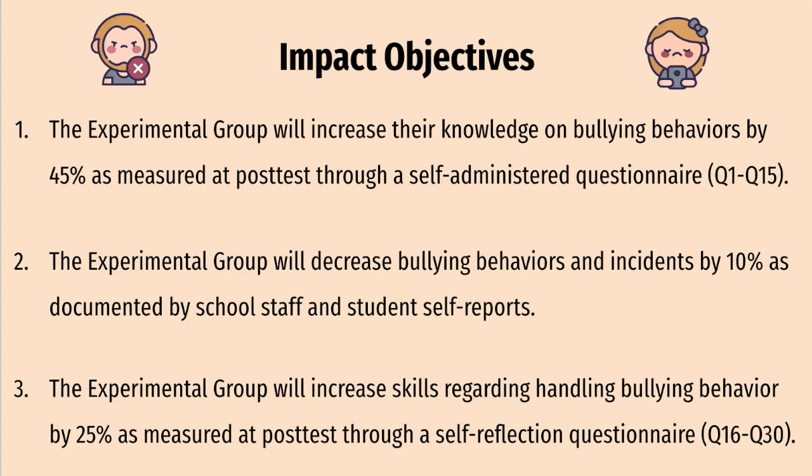For our program, these are our 3 impact objectives. The first one states that the experimental group will increase their knowledge on bullying behaviors by 45%, as measured at post-test through a self-administered questionnaire. The second one states that the experimental group will decrease bullying behaviors and incidents by 10%, as documented by school staff and student self-reports. And lastly, the experimental group will increase skills regarding handling bullying behavior by 25%, as measured at post-test through a self-reflection questionnaire.